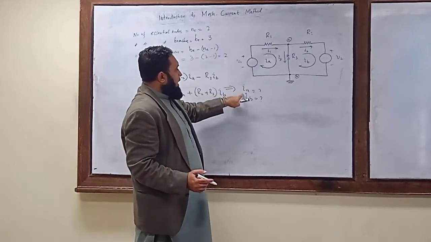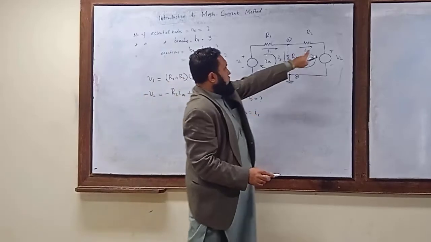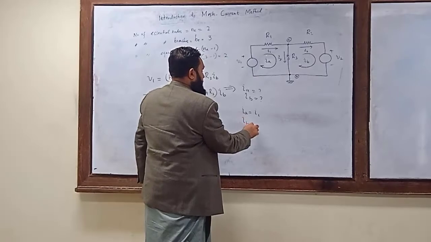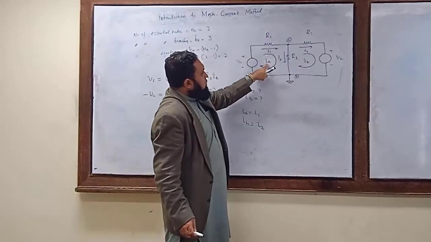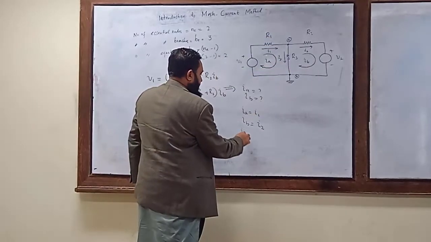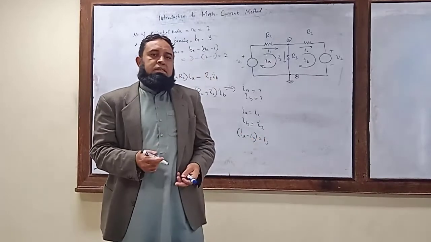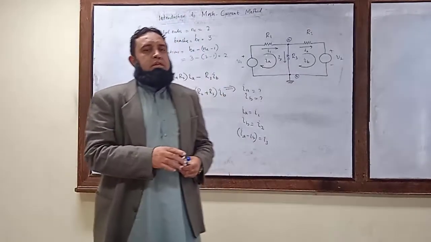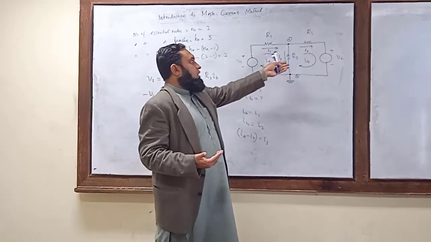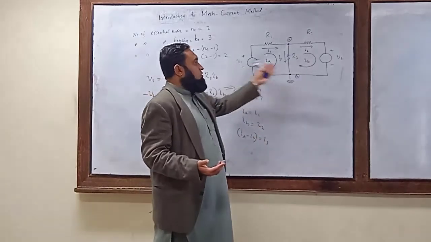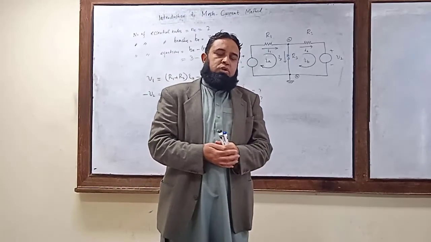How? Because you see, IA is equal to I1. IB is equal to I2. And what about I3? I3 is equal to IA minus IB. Once all these unknowns are computed, you can easily compute the power dissipated in R1, R3, or R2, or the power delivered by V1 or V2, or whatever other parameters need to be computed in the circuit.